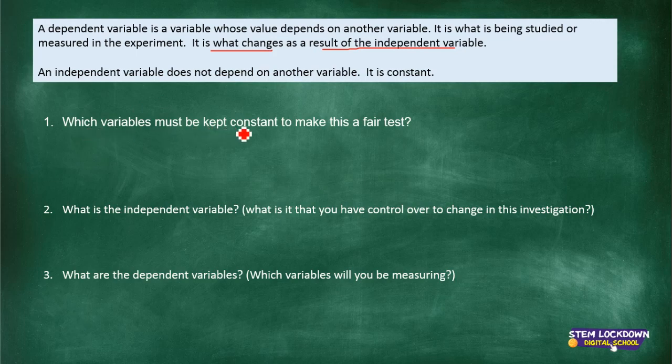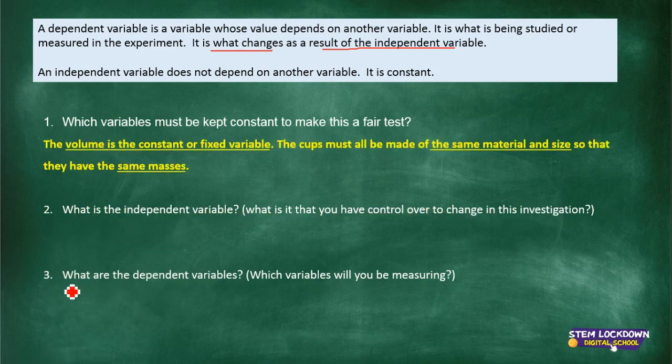So which variables must be kept constant to make the test fair? It would be the volume that is the constant variable. The cups that you're going to use must all be of the same material and of the same size, so that they would have the same mass. So the constant variable is the volume, the cup that you're going to use to measure your sand, water, and air.